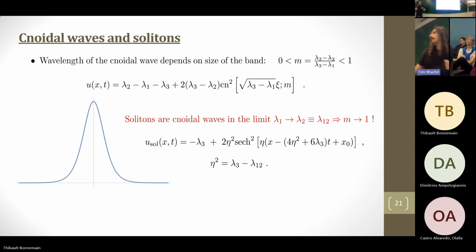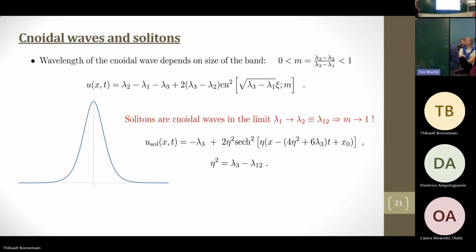So solitons can be seen as cnoidal waves in the limit of infinite wavelength. Yeah, exactly. If you take this expression in this limit, you end up with this expression, which is indeed a soliton. Here, lambda 3, the endpoint of the semi-infinite band, essentially corresponds to a background. As we said earlier, if you have just one semi-infinite band, you have a constant solution, and then here you are adding a single point of a discrete spectrum, which corresponds to a soliton that moves on top of this background.